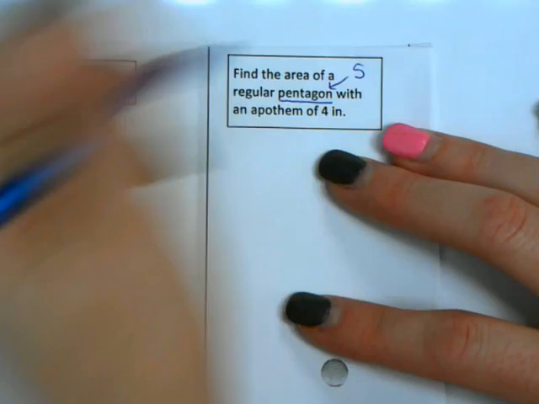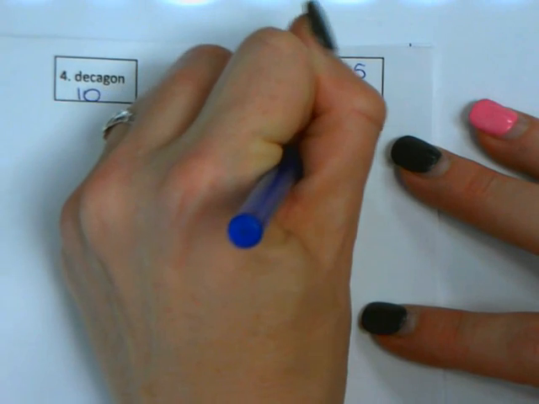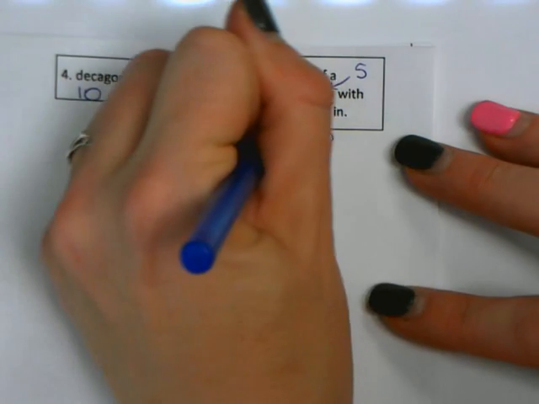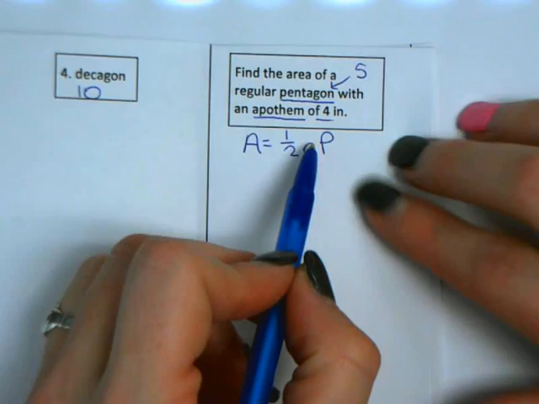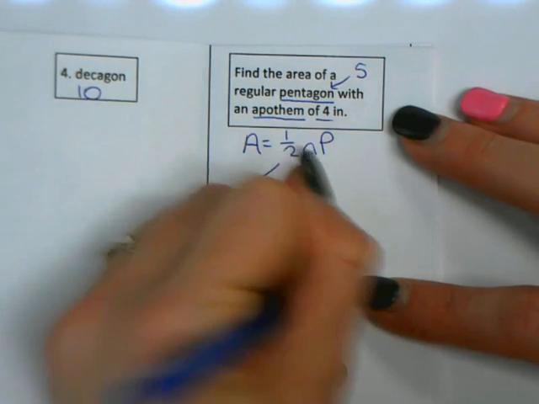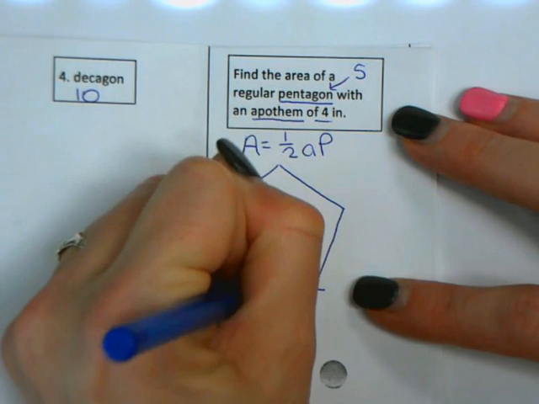Regular pentagon we know is 5 sides. I am going to write my formula. So 1/2 a times big P. I know my a, but my problem's going to happen when I don't know the side length. So give myself a little sketch to get started.